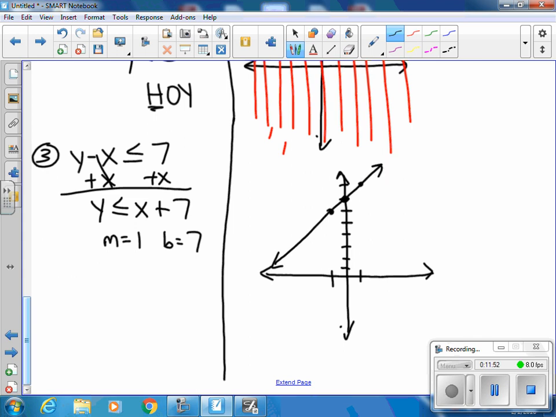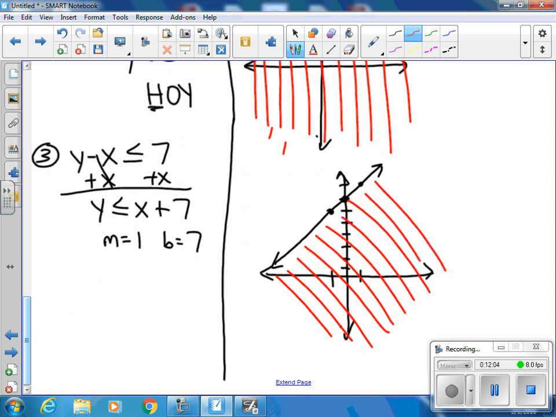And then because it's less than or equal to, less than means underneath. So you want to shade all of the values underneath that slanted line, which would be this direction. Okay, now, if you wanted to test an ordered pair to see if you shaded in the right spot, it looks like my ordered pair of 0, 0. Always test 0, 0, because that's the easiest one to plug in.